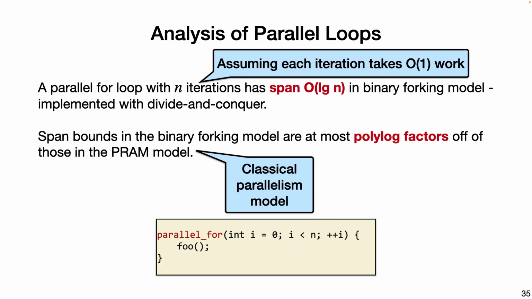There's an older model called the PRAM model, which is a direct extension of the RAM model, and basically that assumes that you have infinitely many processors. In my view, the main difference between this and that is that here a parallel for with n iterations is span log n, but there it would be span 1. So the spans are at most polylog factors away from each other, but we're going to be working in binary forking, which has the span log n. And this is just how you would write parallel for.